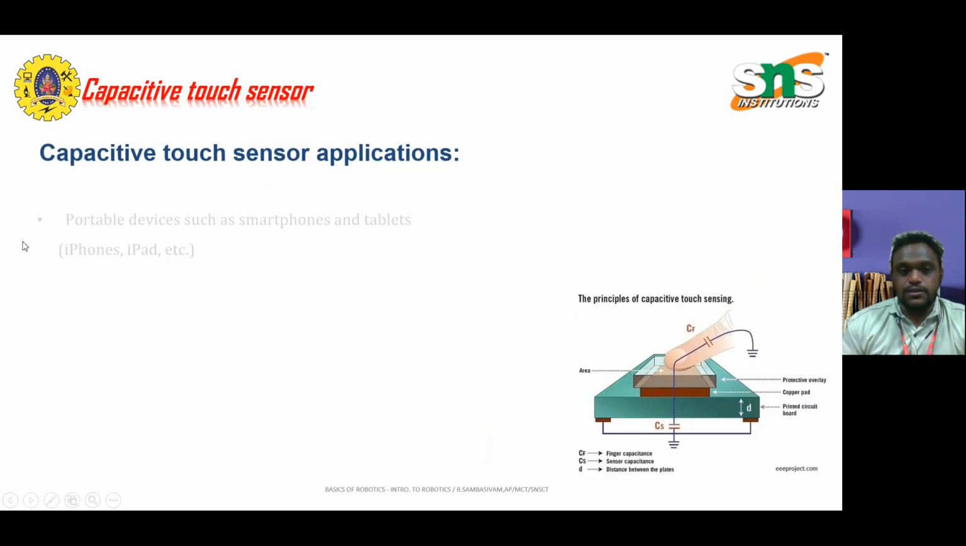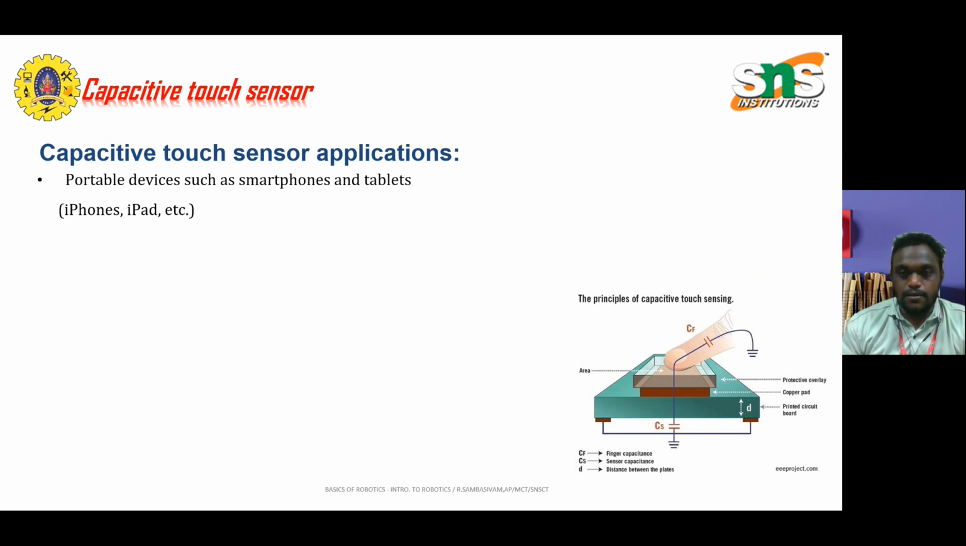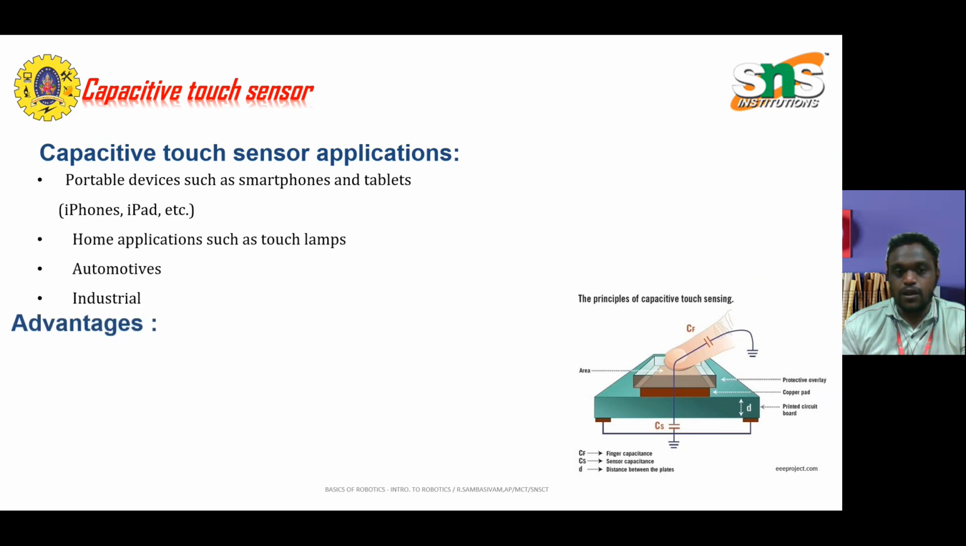So the capacitive touch sensor applications are smartphones or tablets, as I said earlier, and fingerprint sensors and auto lock changes. These are examples of that. And home applications like touch lamps, and also automobile applications like auto start, and medical applications.